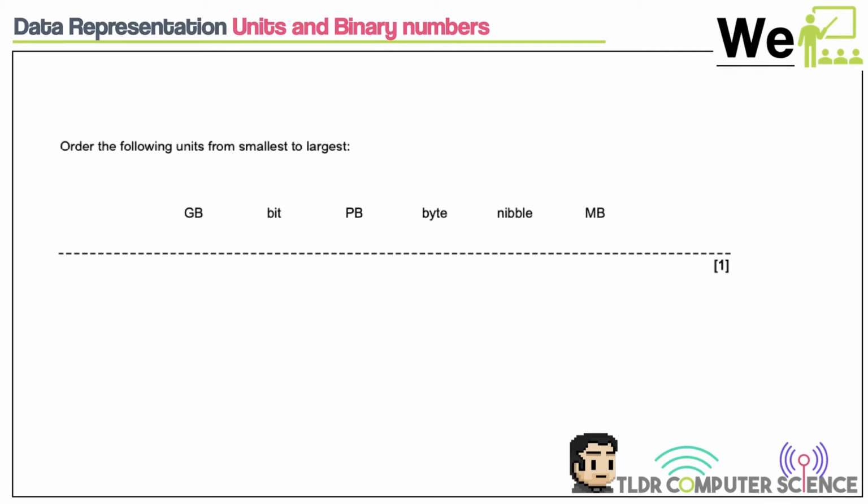Welcome. In this video we're going to be exploring questions relating to the OCR GCSE Computer Science Spec exam questions on data representation. And to get us started, we'll look at questions on units and binary numbers. When we're talking about units, we're talking about how we're collecting and measuring values held inside a computer.